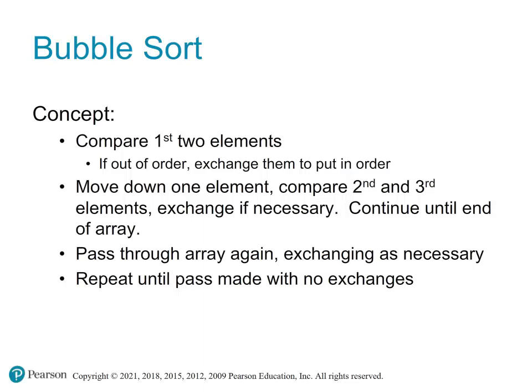Once you complete one pass through the array, start again from the beginning. Keep making these passes until you can go through the entire array without making a single swap. When you complete a pass with no swaps, the array is sorted and the algorithm terminates.